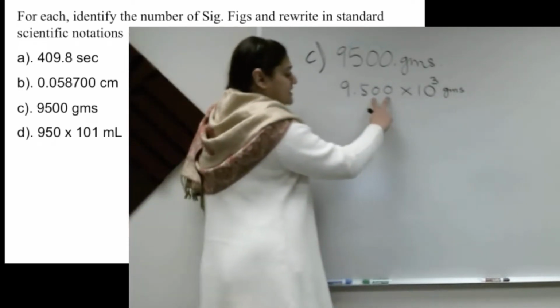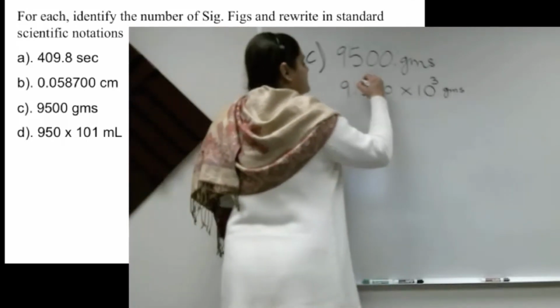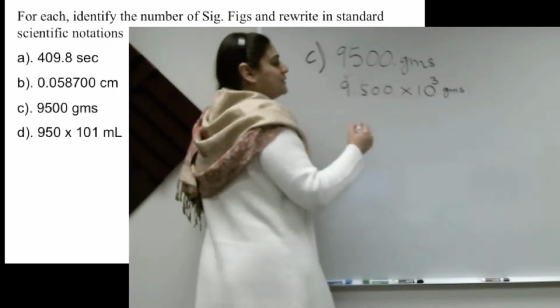Now, how many significant figures does this have? Recognize that these are just placeholders. So, number of significant figures, 1, 2.